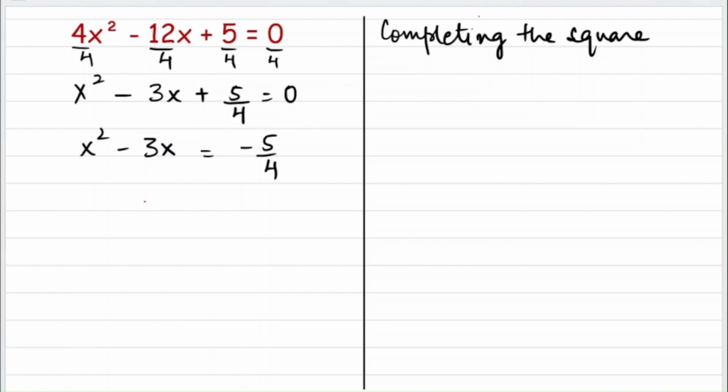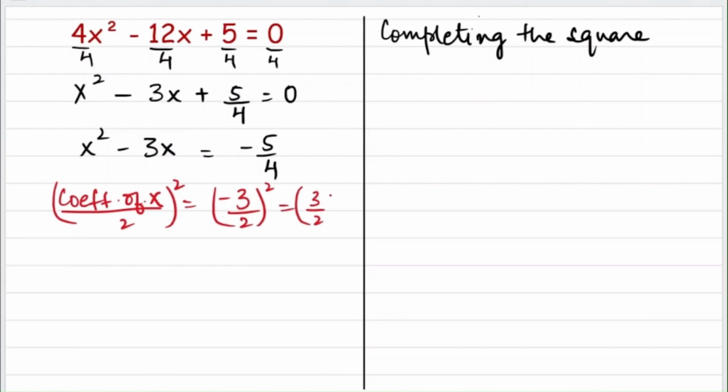Now comes the most important step. I want to create or complete the square, the perfect square on the left side. And to create that perfect square, I will be adding a number, and that number is (coefficient of x divided by 2) whole square. What is the coefficient of x? It's minus 3. So minus 3 divided by 2 whole square. This is the same as 3 over 2 whole square because minus square is positive. So I would be adding this number on the left side as well as on the right side.